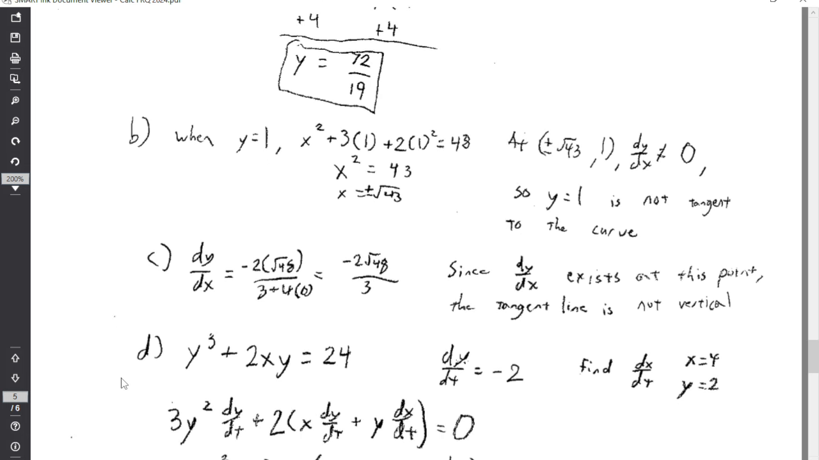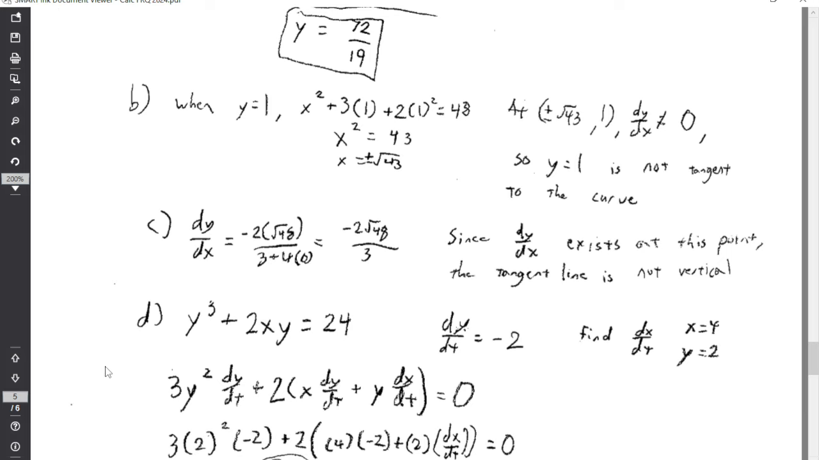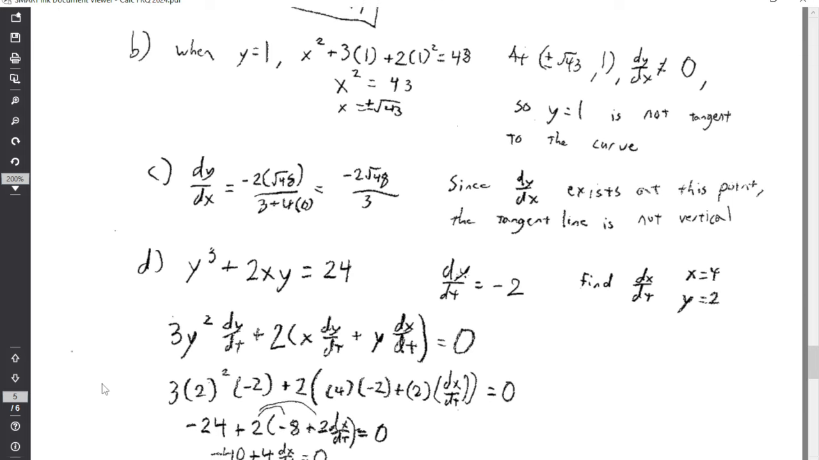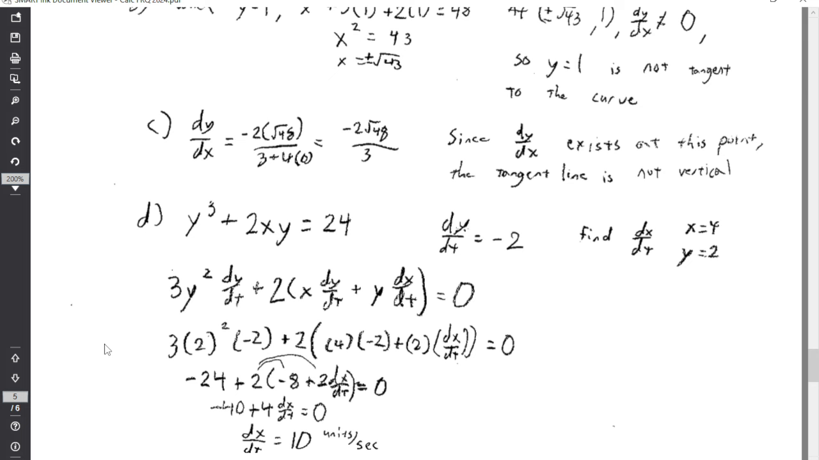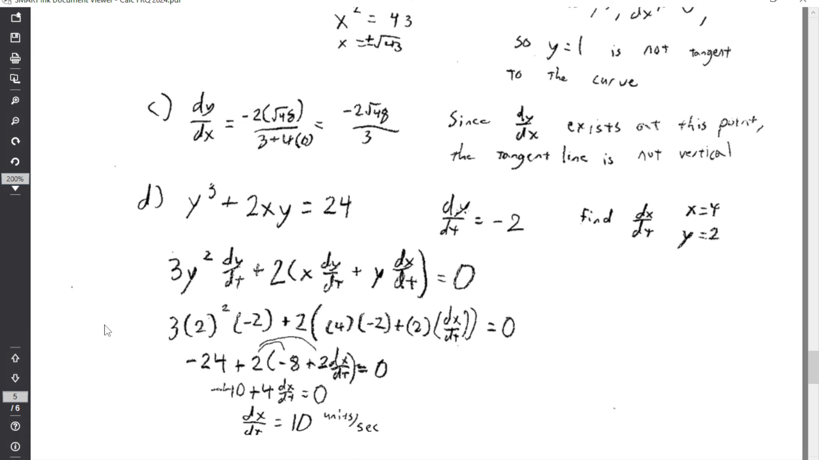So 3y squared is our derivative of y cubed. We took a derivative of y, so we're going to write dy/dt. And then the second part of that is a product rule. Then we plug in all our other points. We plug in negative 2 for dy/dt, 4 for x, and 2 for y, and solve for dx/dt, which turns out to be 10. So that's our related rates idea. We take a derivative of each piece.